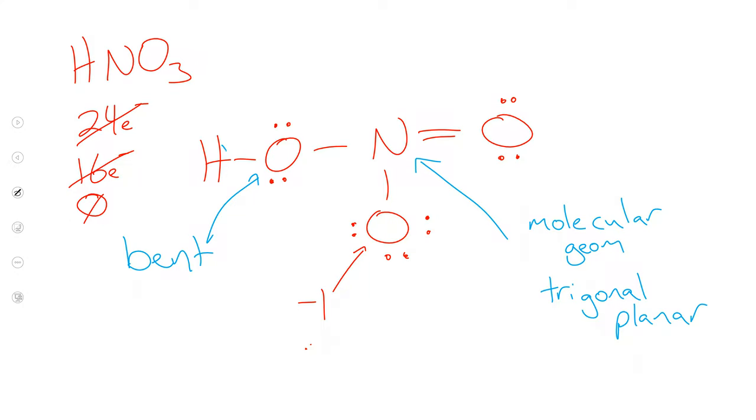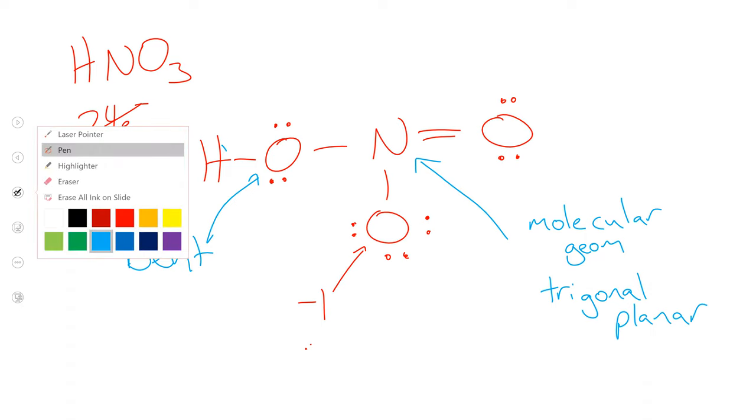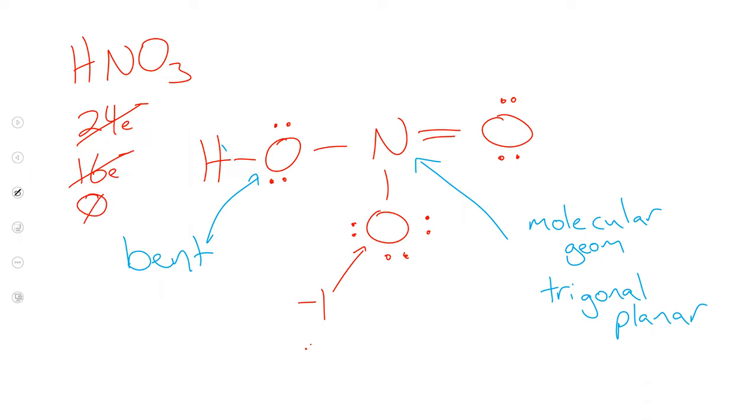Why, if that nitrogen is positive and the oxygen is negative, wouldn't one of the lone pairs make a double bond instead? Because nitrogen is in the second row of the periodic table. If this was a phosphorus, which is just one row below nitrogen, phosphorus has a d orbital in its valence shell, even if it doesn't have any electrons in it. So a phosphorus can break the octet rule, and you could do that.